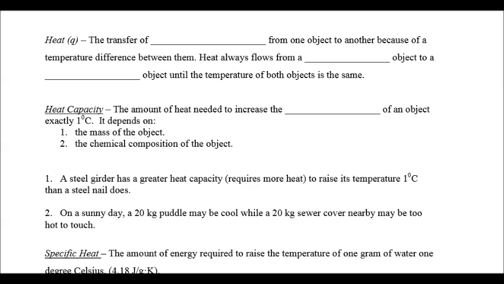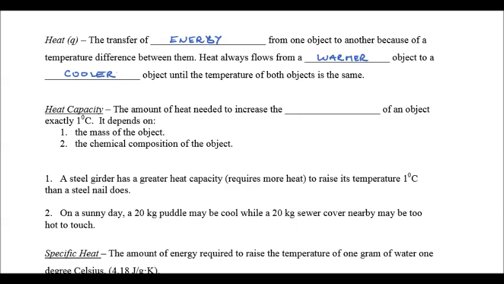We're also going to be dealing with heat in this chapter. Heat is given the symbol small q. Heat is the transfer of energy from an object to another because of a temperature difference. Heat will always flow from a warmer object to a cooler object until the temperature of both are the same.